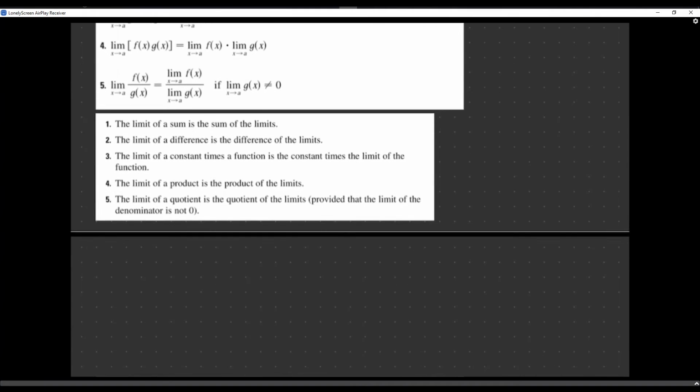Now, let's look at an example. Let's compute the limit as x approaching 1 of 2 times x plus 3. Using the addition rule, we can rewrite this expression as the limit as x approaching 1 of 2x plus the limit as x approaching 1 of 3.